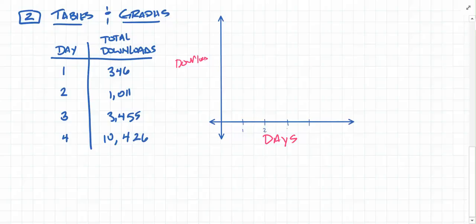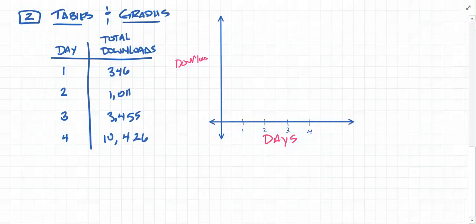All right. Now, what about downloads? What am I working with here? It's a pretty big range, right? It goes from 346 all the way up to 10,426 downloads. So, how do you want to break this up? Remember, we're creating our own graph here. So how do we want to do it? Yes, Will, what do you think?